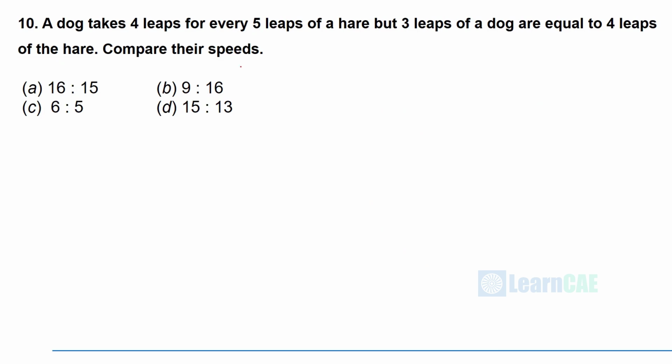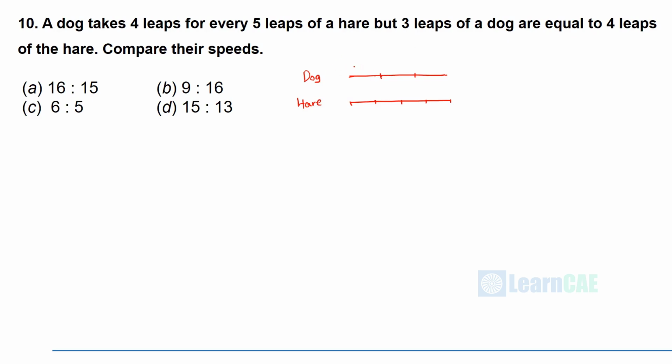Next question. A dog takes 4 leaps for every 5 leaps of a hare, but 3 leaps of a dog are equal to 4 leaps of the hare. Compare their speeds. There is a dog and there is a hare. 3 leaps of a dog are equal to 4 leaps of the hare. First leap, second leap, third leap. This is one leap, this is second leap, and this is third leap. Like that, 4 leaps for a hare. Both distances are the same. That's what they are saying.